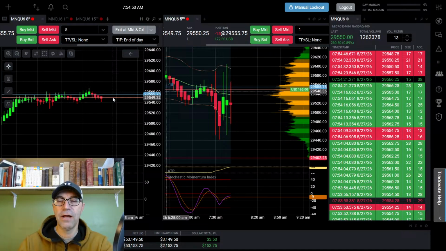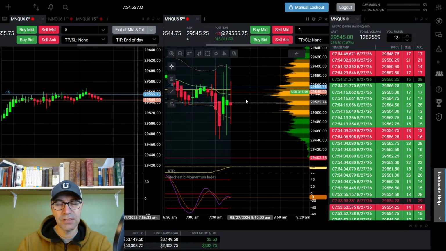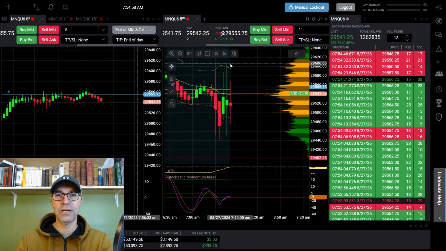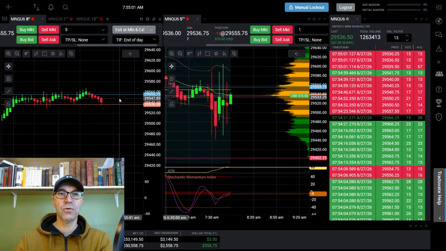Come on, let's go now. Let's crush this doji. Another gigantic doji candle.